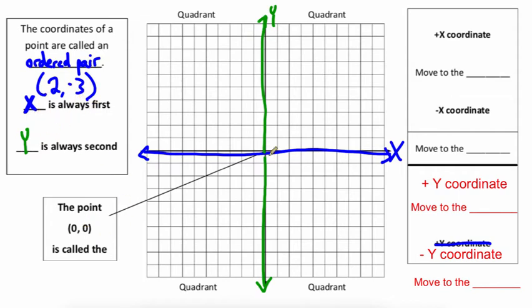The point 0, 0, right in the middle, is called the origin. It's where everything starts. An origin story is where a character started out, where they came from. So the origin is always where you start when you plot points.